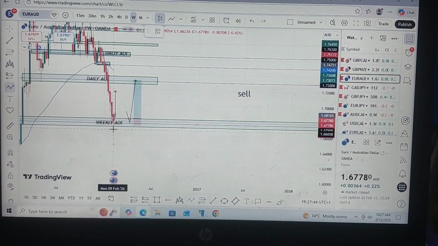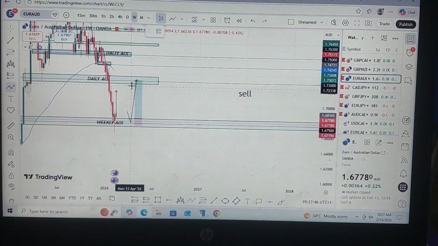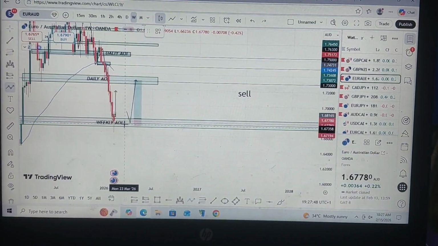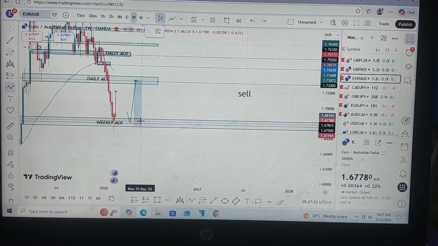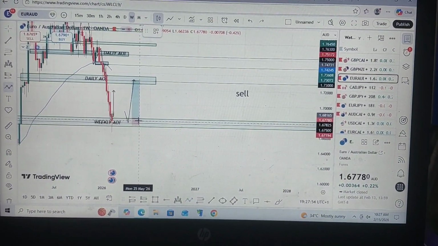This is a support. We buy from the support and we sell from the resistance. So I'm buying from this support and selling to this resistance, so I can sell down to this support again. Are you getting me, guys? That's what I'm waiting for.